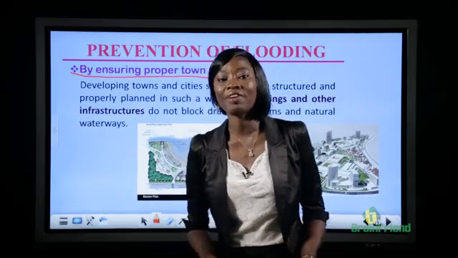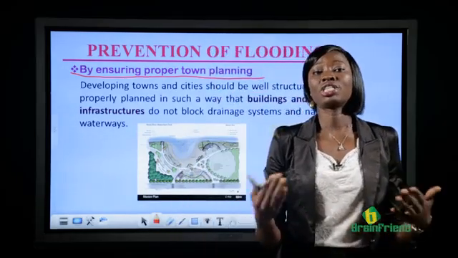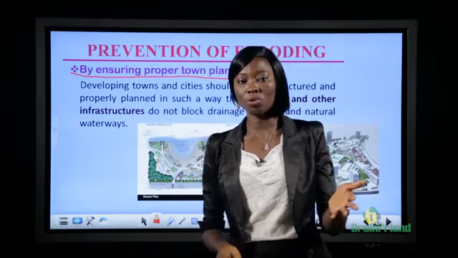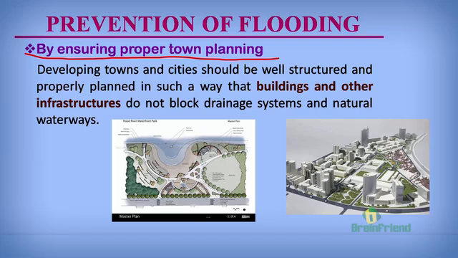Usually, in a developing city, you find that the government of the city or the state would have a master plan that guides people on how such a city should be developed. This master plan tells you where to build houses. This master plan tells you where to build industries and so on. This master plan is also supposed to create room for drainage channels. It's not supposed to allow the construction of different structures on drainage channels. So if people use this town plan, it will help to prevent flooding, because developing towns and cities will be well constructed and properly planned according to the proper town planning charts. In this way, buildings and other structures do not block the drainage systems and they do not obstruct natural waterways.